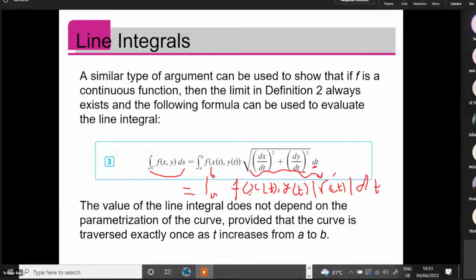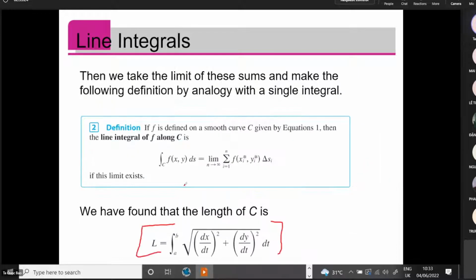If this formula is very difficult to remember, then you can remember this formula. In case f is equal to 1 for all x and y, then we obtain this integration exactly as the length L.